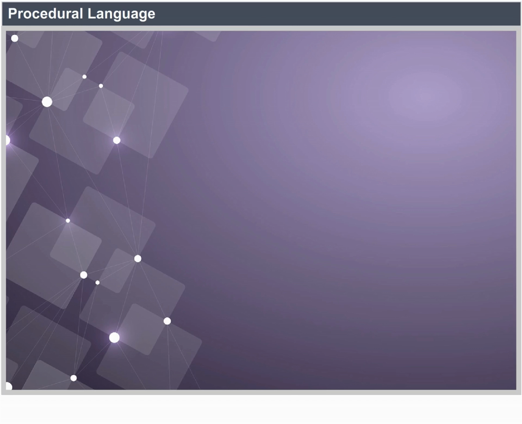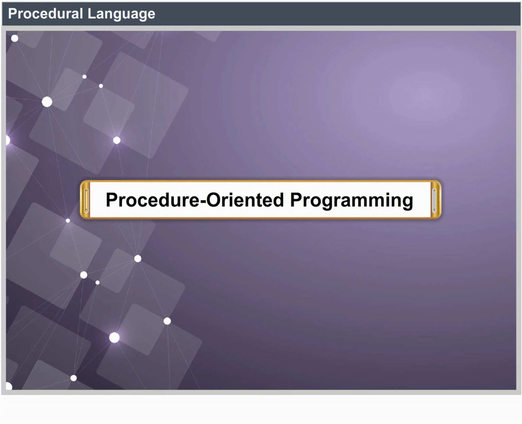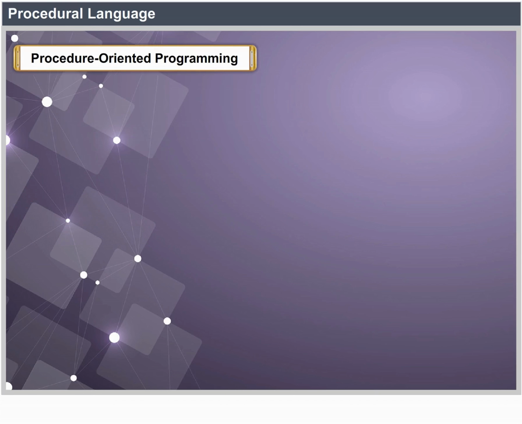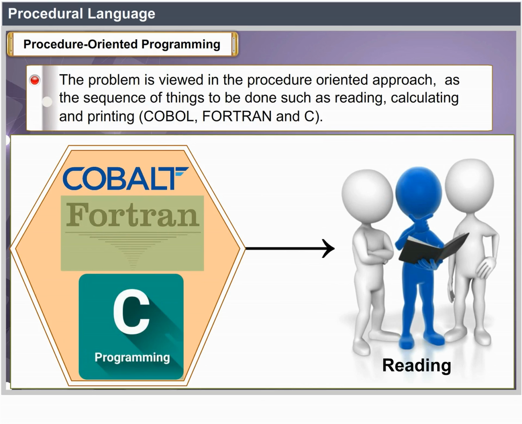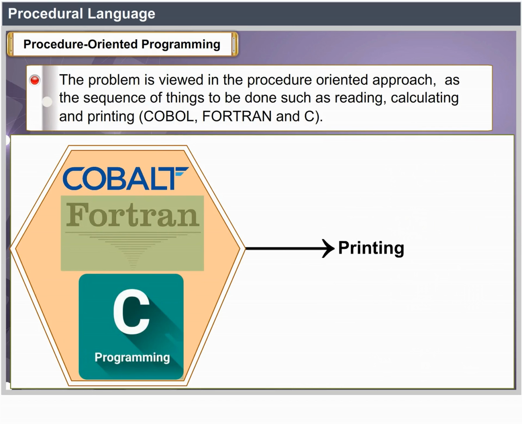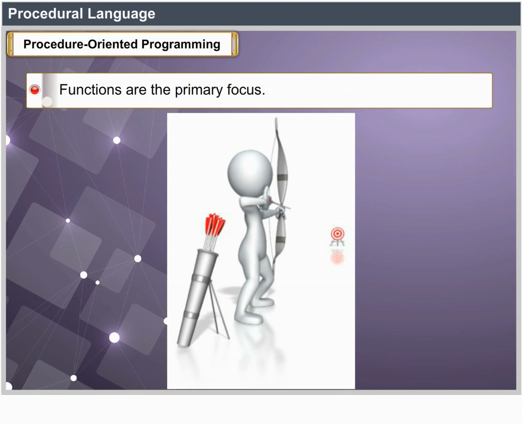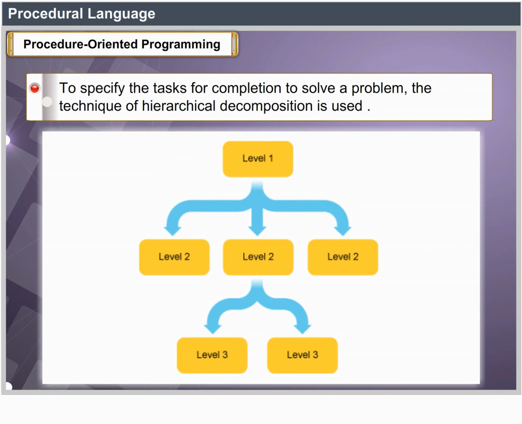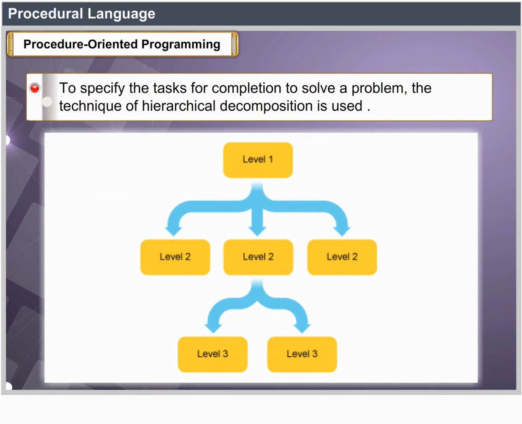Procedural language. Procedure-oriented programming. In the procedure-oriented approach, the problem is viewed as a sequence of things to be done, such as reading, calculating and printing, in languages such as COBOL, Fortran and C. The primary focus is on functions. The technique of hierarchical decomposition has been used to specify the task to be completed for solving a problem.